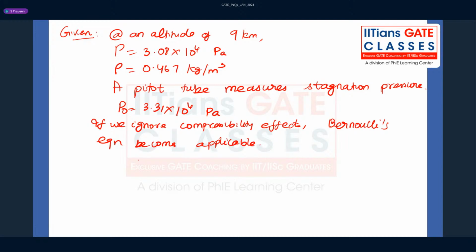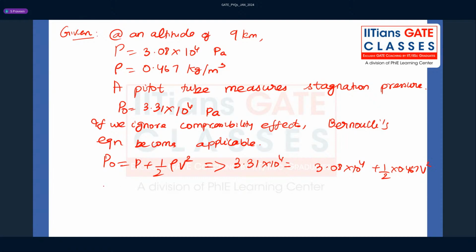Which means what? My P naught is simply P plus half rho V square. Substitute that. So I have 3.31 into 10 power 4, which is equal to 3.08 into 10 power 4 plus half times 0.467 V square. If you solve this, you will get V as 100 meter per second. Bracket this, and the correct answer is option B.